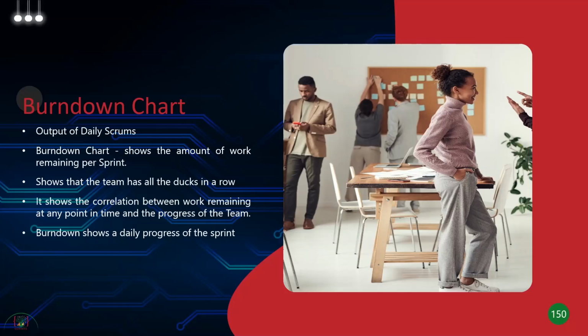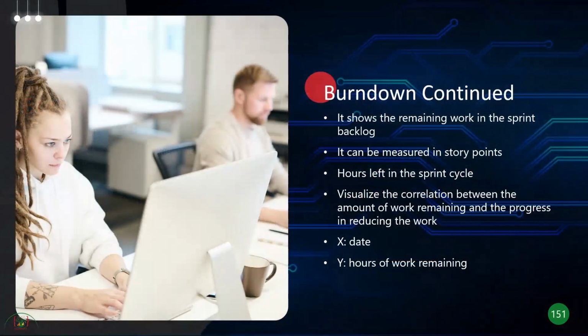It basically will show you the correlation between work that's remaining at any point of time during the sprint and how the team is progressing. So it's basically going to show you daily progress of the sprint. It shows you the remaining work in the sprint backlog, and it's usually measured in story points, right? You can also measure it in hours, right? Hours left in the sprint cycle. You need to visualize the correlation between the work remaining and the progress that the team is doing. So I'll show you in the next couple of slides basically how we chart out a burn down.